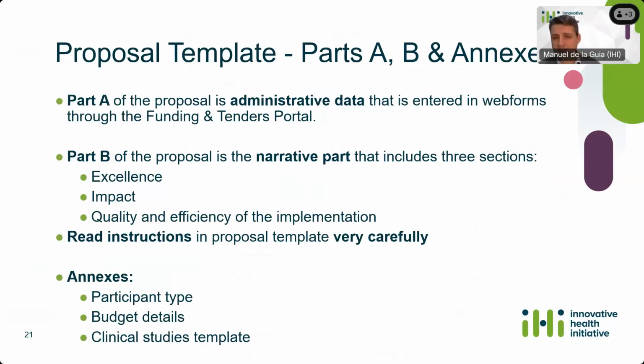Second part, part B, is the heaviest part. We call it the narrative part, and it needs to be uploaded in the portal. So it's written, you need to fill in a doc file, and then you will need to upload it in the system. It includes 3 sections, being excellence, impact, and quality and efficiency of the implementation. We call them excellence, impact, and implementation. Just remember those 3 words because they are coming in the next slides.